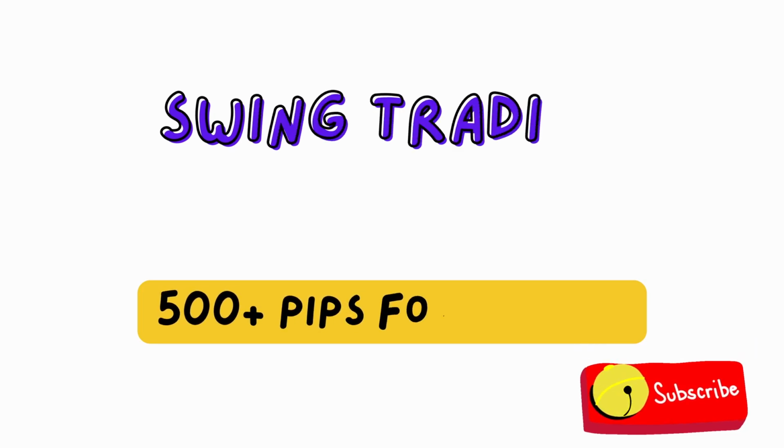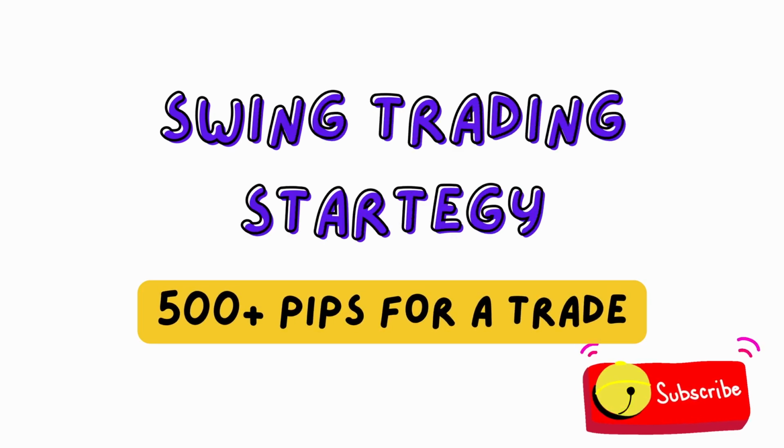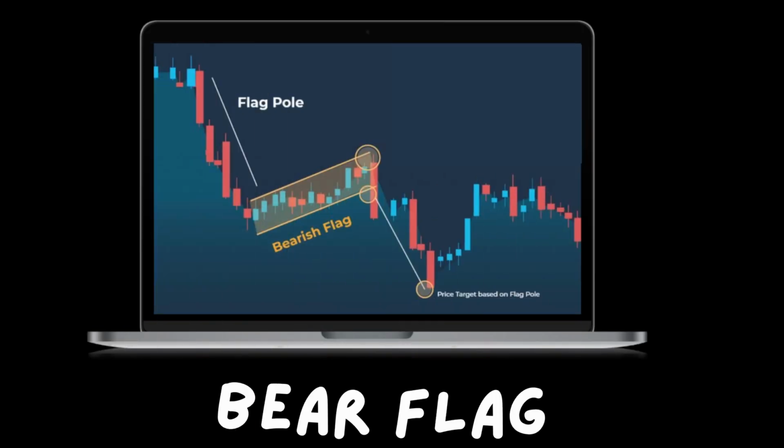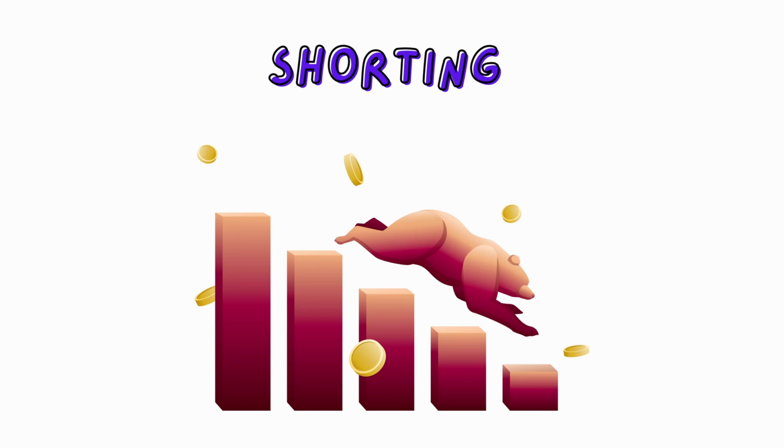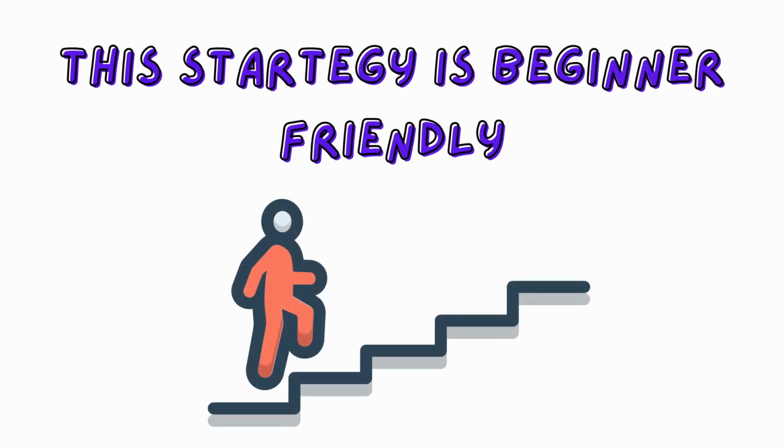Hey folks, in this video we're going to be discussing a very easy swing trading strategy based on the bear flag pattern and the 50-day exponential moving average. This strategy can help traders identify potential short selling opportunities. You don't have to be an expert to understand this strategy. As a beginner, you will be able to understand this strategy.